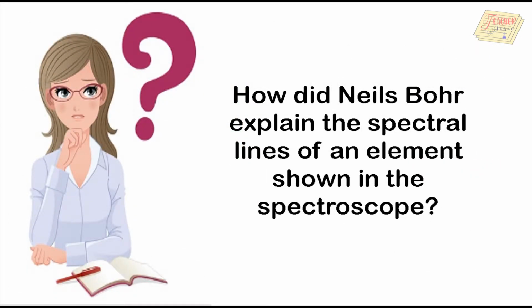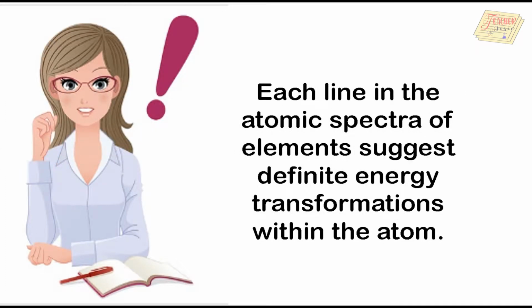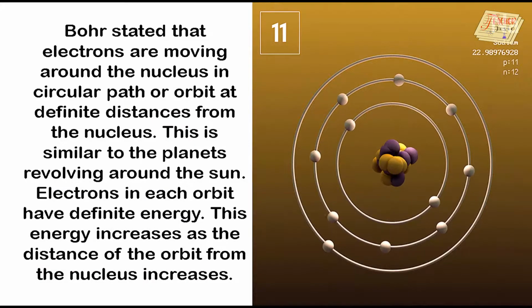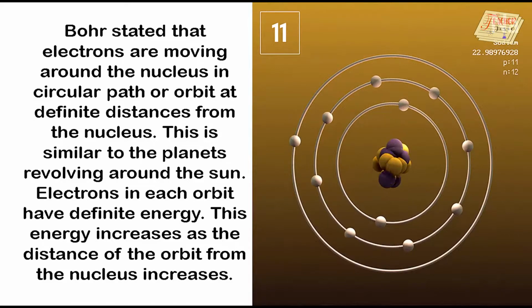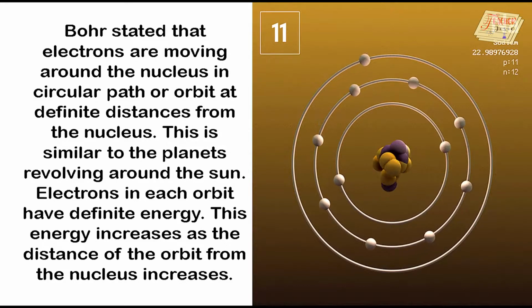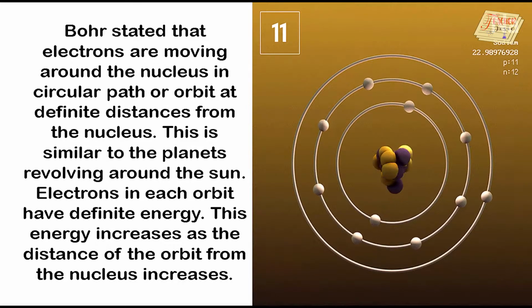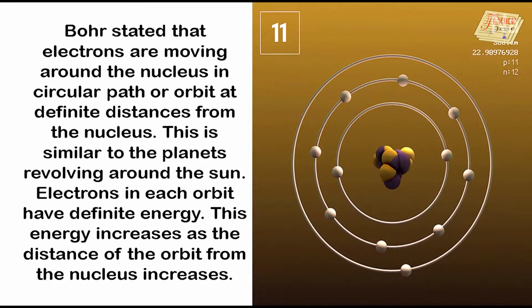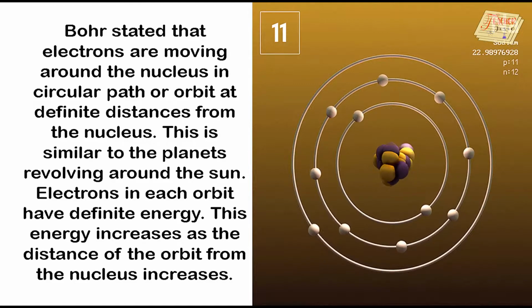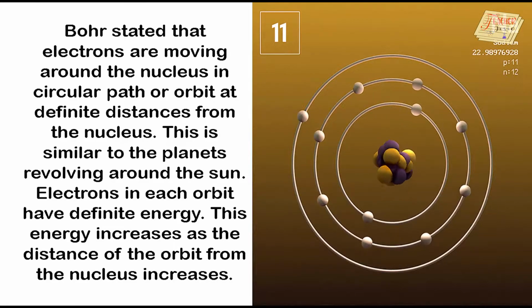How did Niels Bohr explain the spectral lines of an element shown in the spectroscope? Each line in the atomic spectra of elements suggests definite energy transformations within the atom. Bohr stated that electrons are moving around the nucleus in a circular path or orbit at definite distances from the nucleus. This is similar to the planets revolving around the Sun.